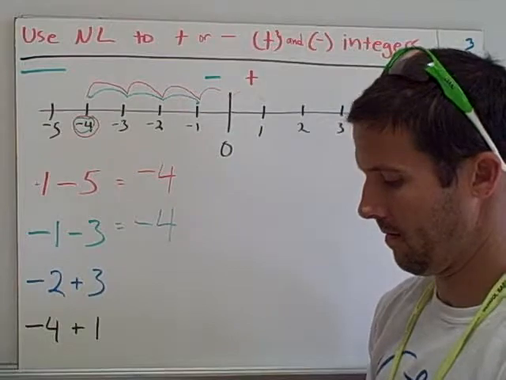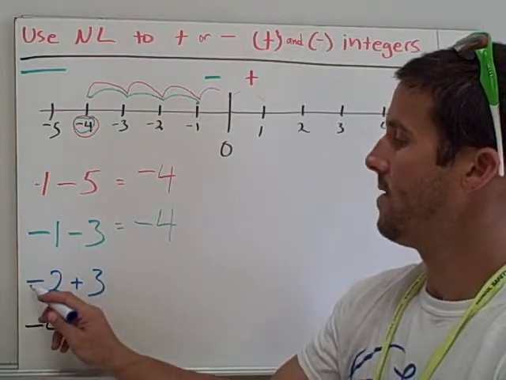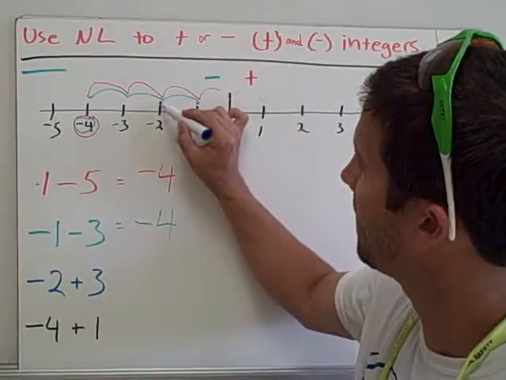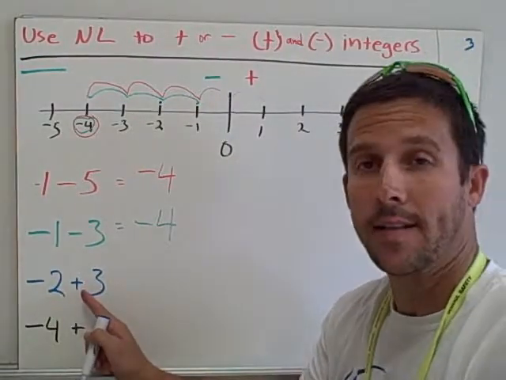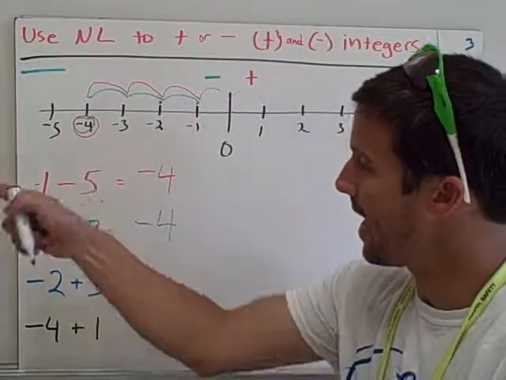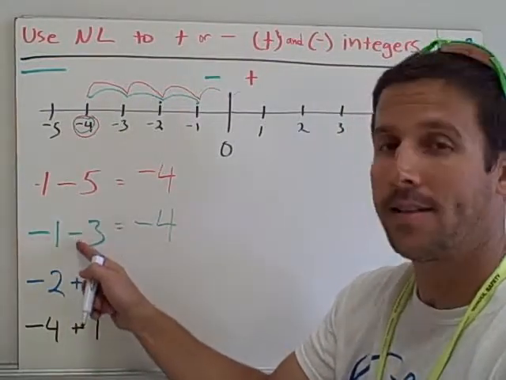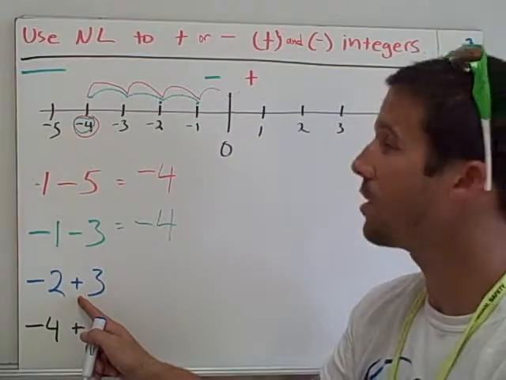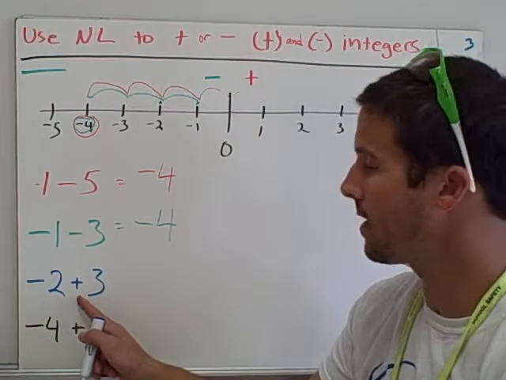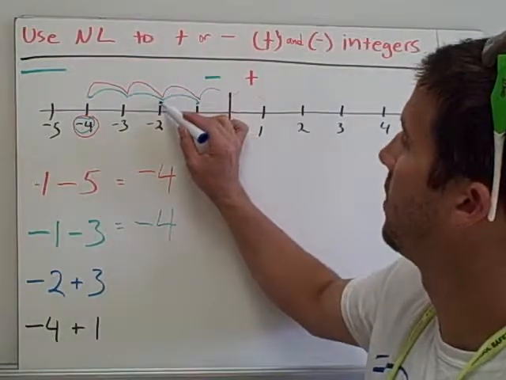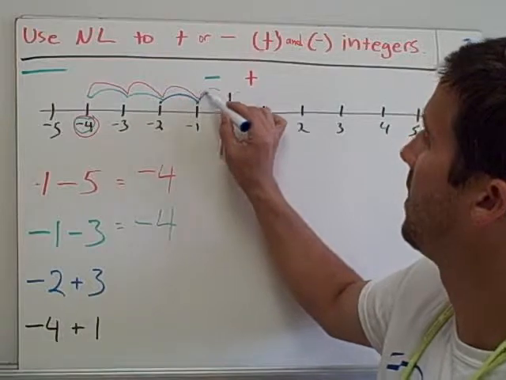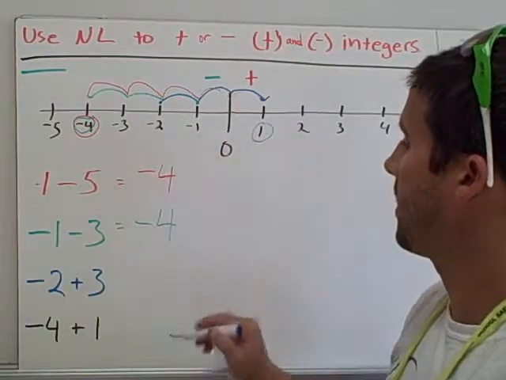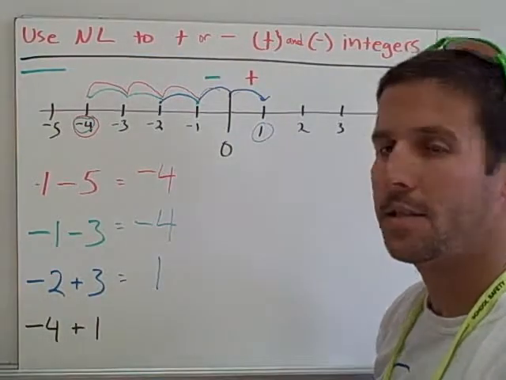Let's try the next one. We have -2. So that means we're going to start at -2. Right there. But instead of going to the negative side like we have with these, the sign says +3, which means we're going to go toward the positive side 3 times. So we start off here, we're going to go this way, 1, 2, and 3. Our answer there is a +1.